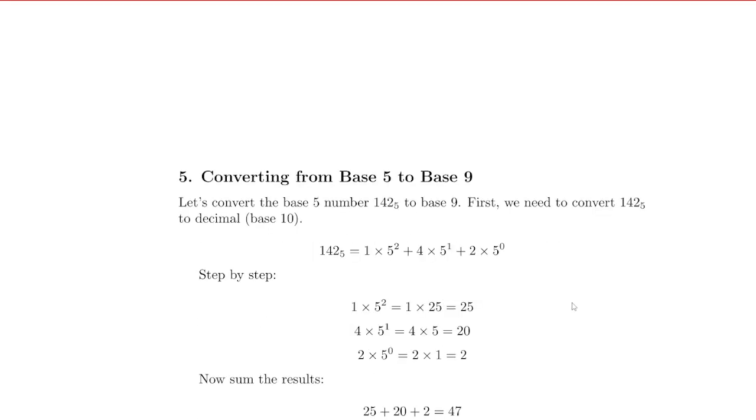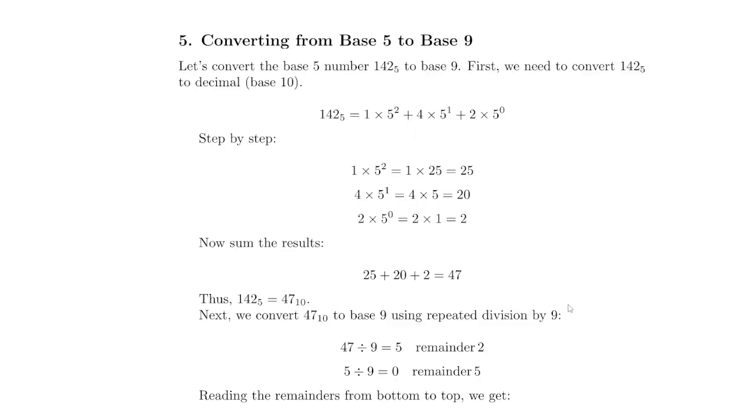Finally, we'll go through converting from base 5 to base 9. So the trick here is to go from base 5 to base 10 to base 9. Starting off with the number 142 base 5, we're going to write this in terms of base 10. So these numbers are going to be the coefficients 1, 4, and 2 for powers of 5 because the base is 5. And this one represents 2, 1, and 0. Those are the exponents. So then we'll just multiply and add and end up with 47 base 10.